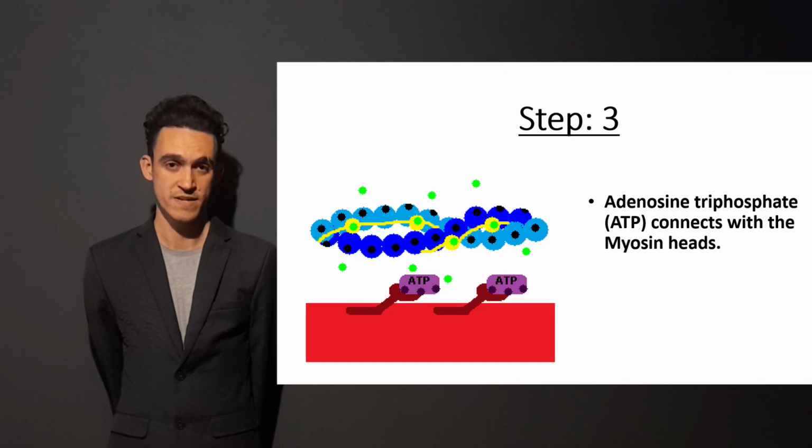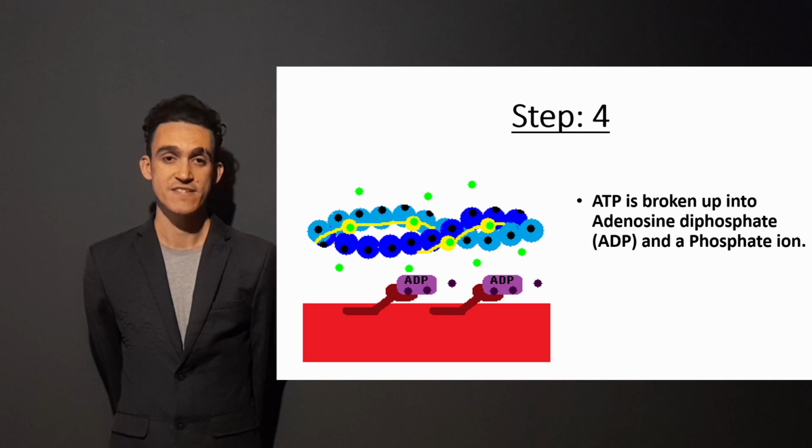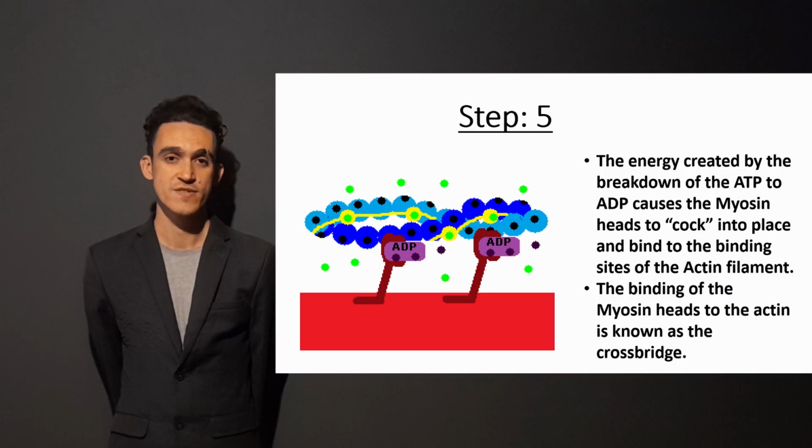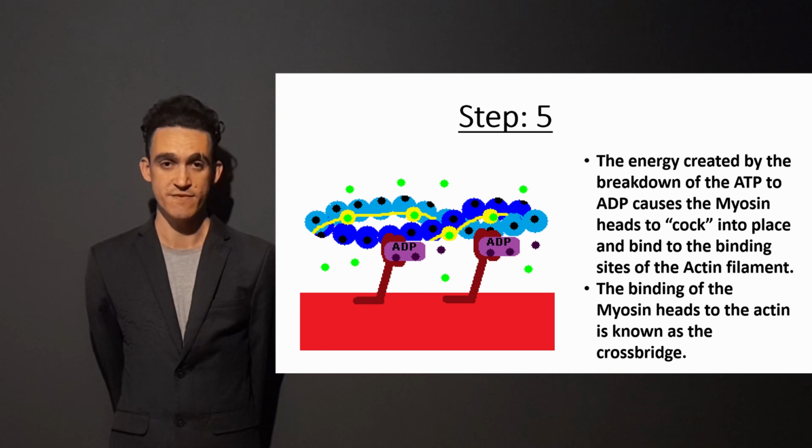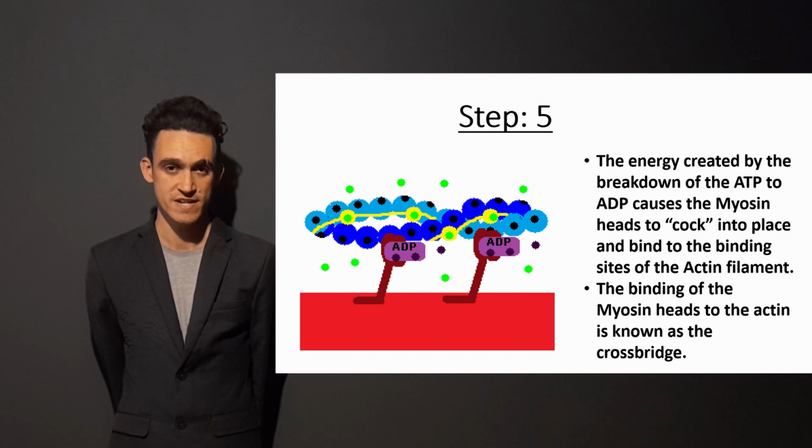While this is happening, adenosine triphosphate, or ATP, binds to the myosin heads and gets broken down into adenosine diphosphate, or ADP, and a phosphate ion. The energy that's created by the breakdown of the ATP to ADP and phosphate causes the myosin heads to cock into place and bind to the actin binding sites.